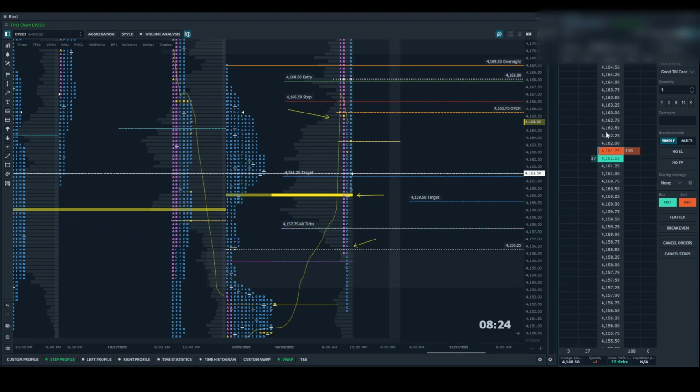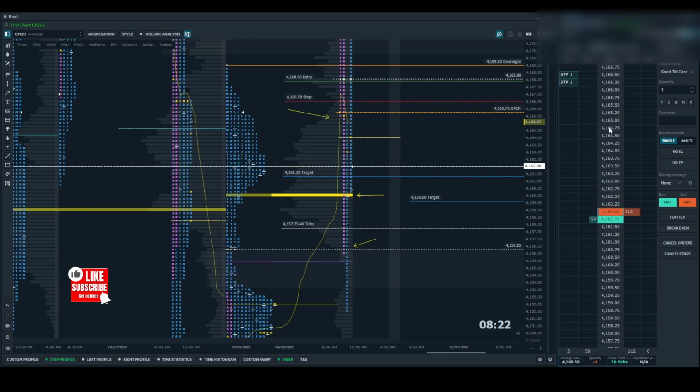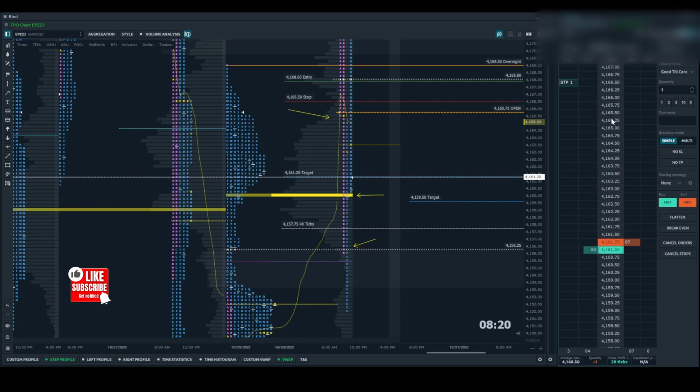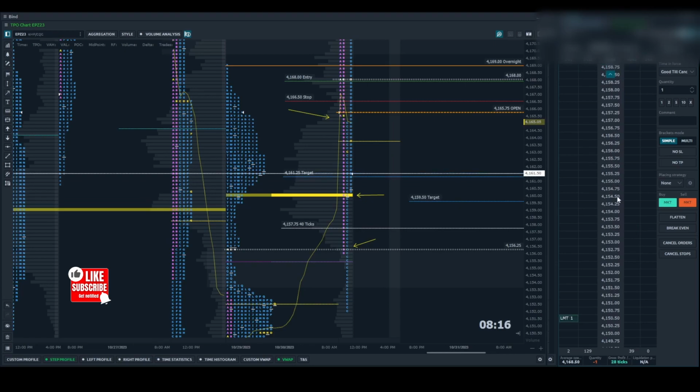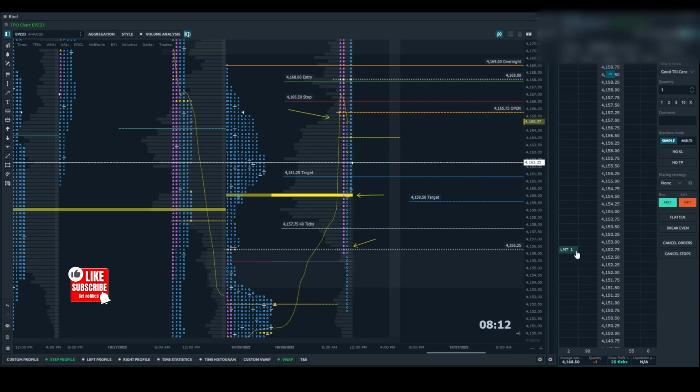So you see, I take one more contract at that 27 ticks. I'm down to one. Bring the last one up because I've pretty much given up thinking that we're going to break lower.